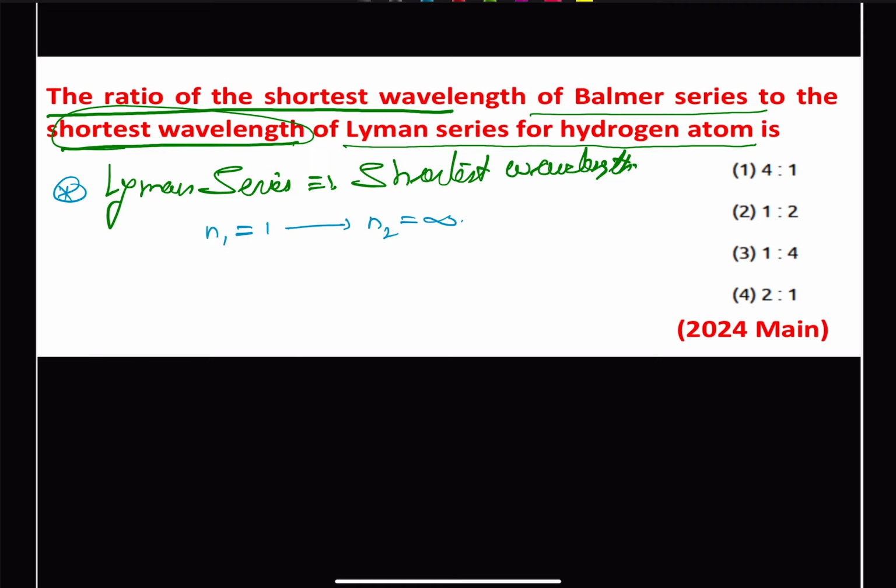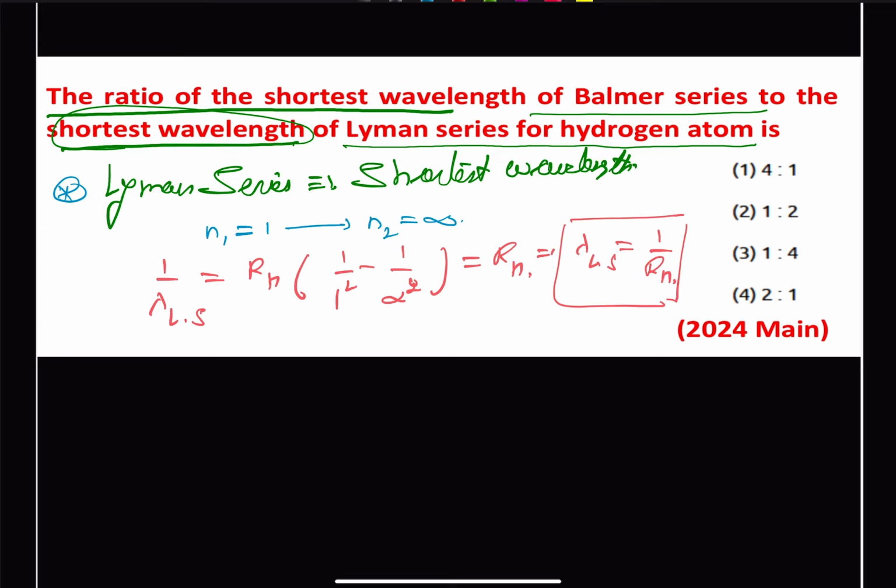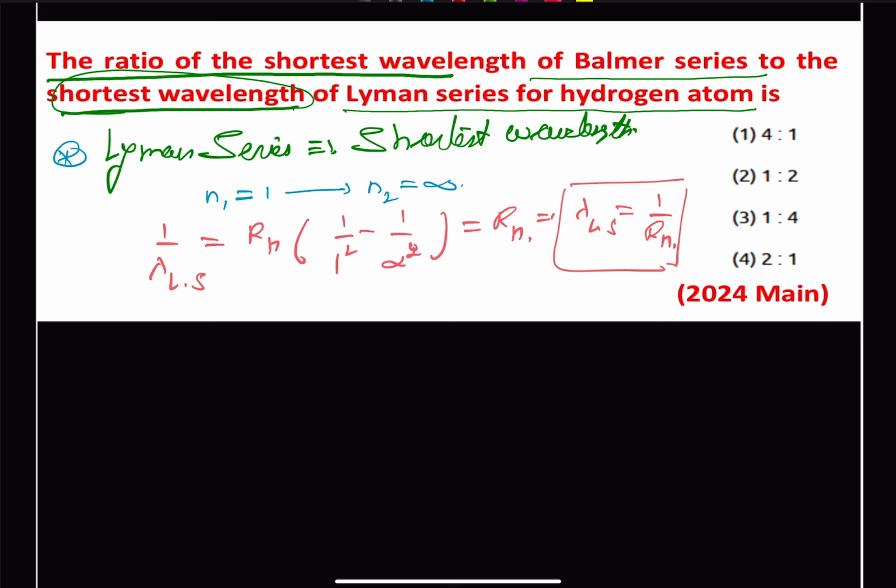And we can use our Rydberg formula for our Lyman series, 1 upon lambda LS. LS is our Lyman series. We have our RH times (1 upon 1 square minus 1 upon infinity square). This gives us our RH, and this can be written as lambda LS is equal to 1 upon RH. Now the same we are going to do for the Balmer series.